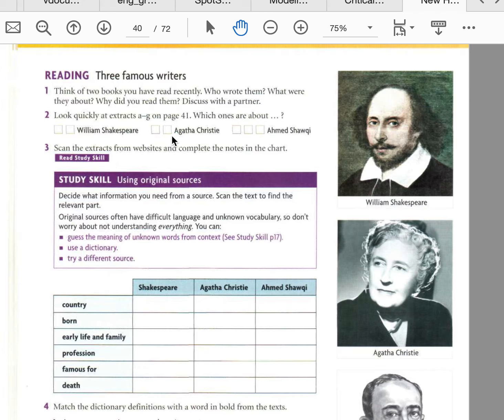Here we're gonna have three famous writers, as you can see: William Shakespeare, Agatha Christie and Ahmed Shawqi. The first question here: think of two books you have read recently. Who wrote them? What were they about? And why did you read them? Discuss with a partner.